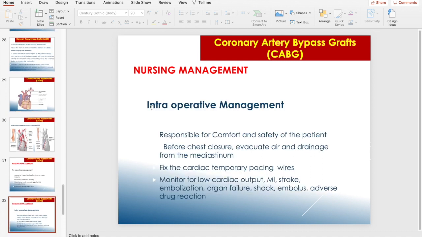So, intraoperative management. You have to know the intraoperative management: the nurse is responsible for the comfort and safety of the patient. You have to make sure the patient is safe, and also monitor for low cardiac output, myocardial stroke, embolism, organ failure, shock. All of these could be complications the patient develops during or after the procedure, and it's very important to know these things, because the patient may have occlusions and may have dysrhythmias during these procedures.